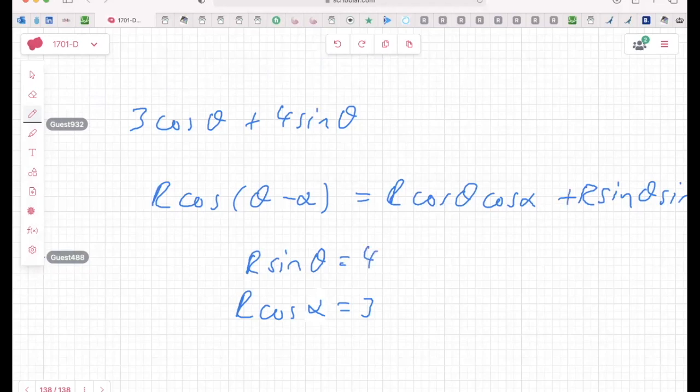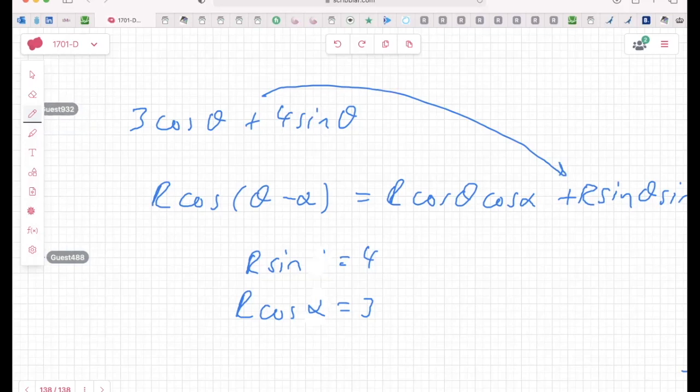That should be the opposite sign for cosine. Because they need to match up, you see. That's a plus and a plus. But that's what cos theta minus alpha is. It's a plus sign, the opposite. So, do that again: r sine alpha is 4, r cos alpha is 3.